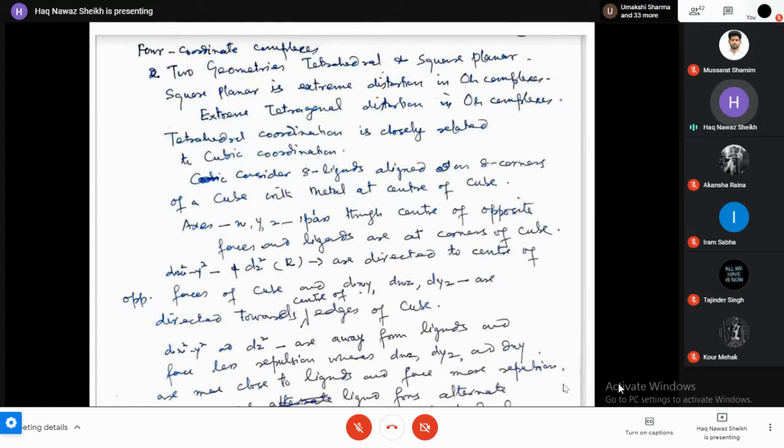What about the dxy, dxz, and dyz, the set which we call T2G set in the octahedron geometry? What about their orientations? Where are they extending in this cubic geometry? We all know that they are in between axes, so they must be passing through center of opposite edges of the cube. So because there are 12 edges, each of them will pass through 4 edges. Why? Because dxy has 4 lobes. Similarly, dyz also has 4 lobes.